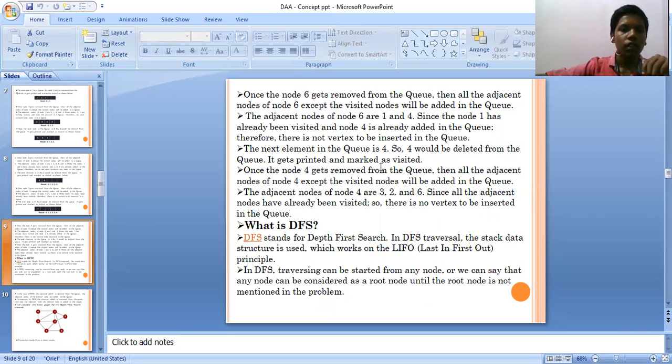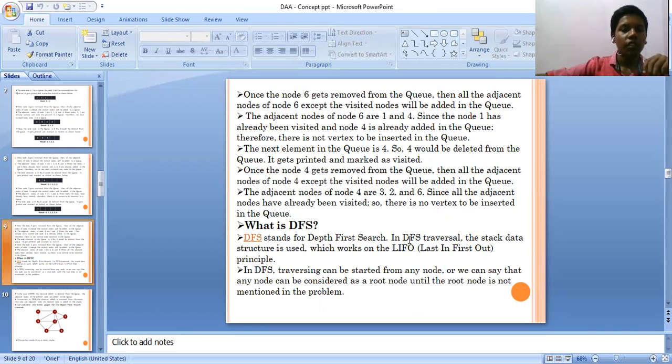Once the node 4 gets removed from the queue, then all the adjacent nodes of 4 except the visited nodes will be added in the queue. The adjacent nodes of node 4 are 3, 2, and 6. Since all adjacent nodes have already been visited, there is no vertex to be inserted in the queue. And another graph traversal technique is DFS.